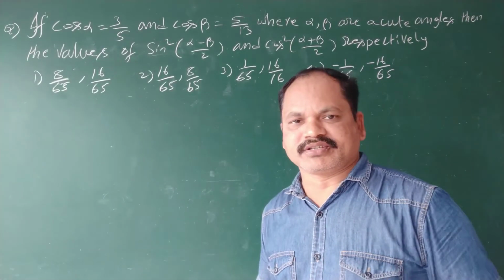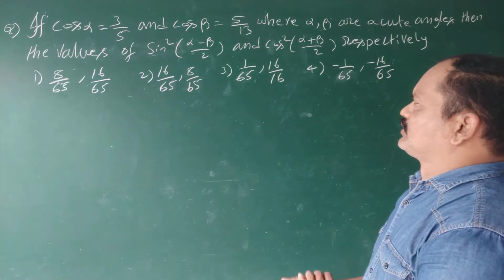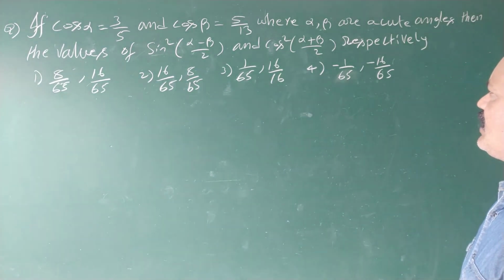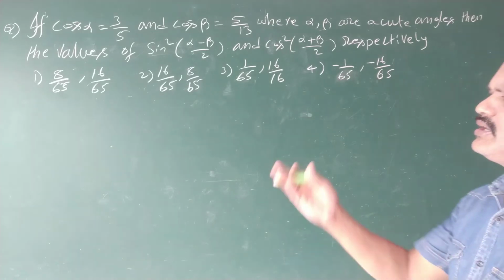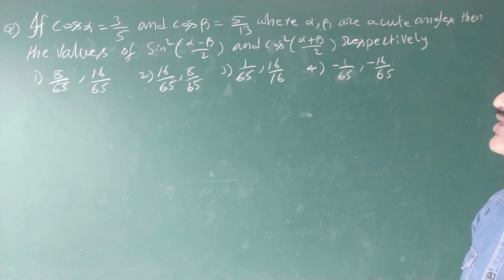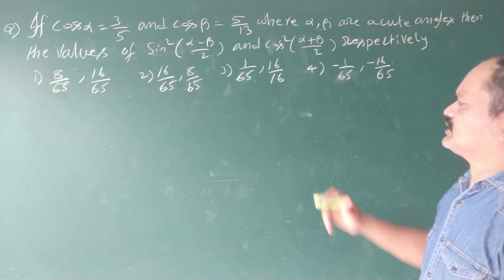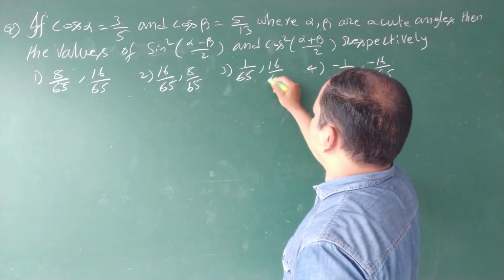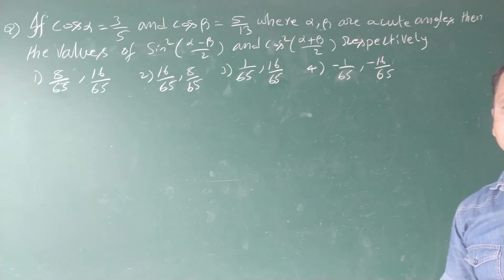Now we go to the question: if cos alpha is equal to 3 by 5 and cos beta is equal to 5 by 13, where alpha and beta are acute angles, then find the values of sin square of alpha minus beta by 2 and cos square of alpha plus beta by 2 respectively. The first option is 8 by 65, 16 by 65. Second option, 16 by 65, 8 by 65. Third option, 1 by 65, 16 by 65. And fourth option, minus 1 by 65, comma minus 16 by 65.